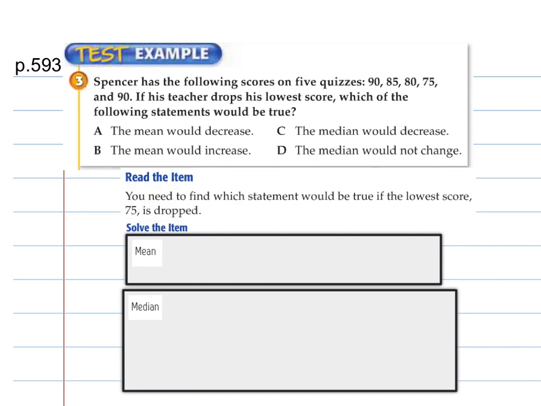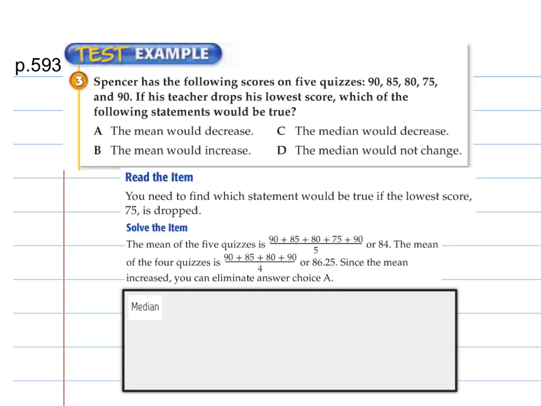So first, reading it, we realize that we need to find which statement would be true if the lowest score, 75, is dropped. A and B are dealing with the mean, so let's solve for the mean. When finding the mean of the original 5 quiz scores, we find 90 plus 85 plus 80 plus 75 plus 90, divided by 5, equals 84.